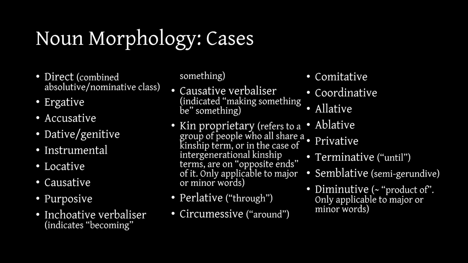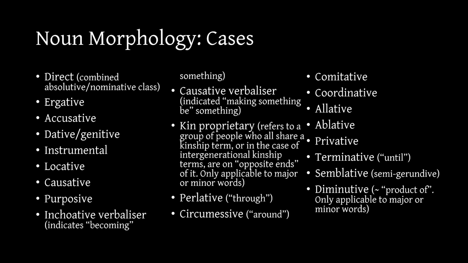As you see, we've got basically the standard array of cases. We've got direct, ergative, accusative, dative, and genitive. They've merged due to phonological processes. We've also got instrumental, locative, causative, purposive, the inchoative verbalizer, the kin proprietary, the circummissive, the privative, the semblative, the diminutive. We've got all of the standard cases, so this isn't too interesting.